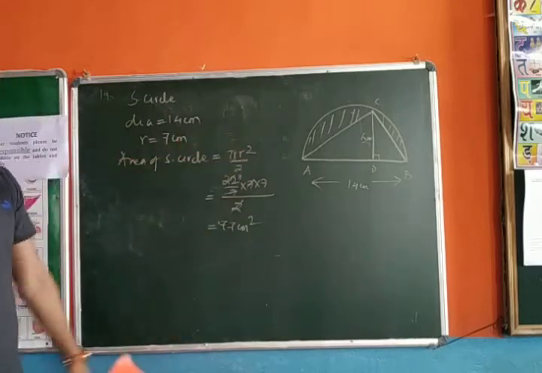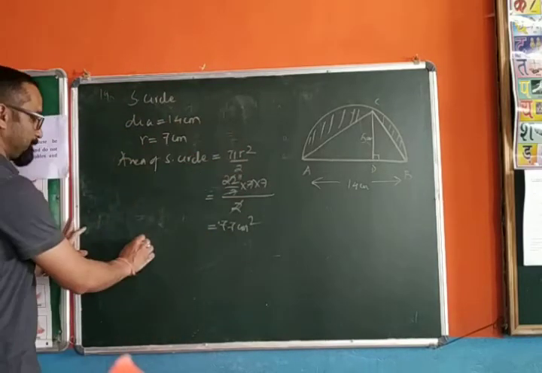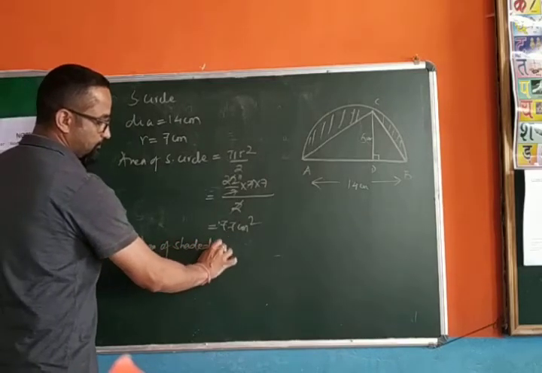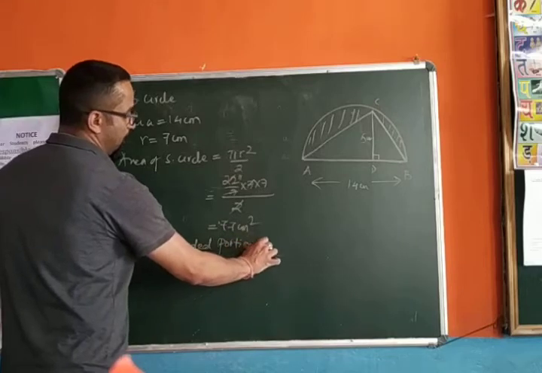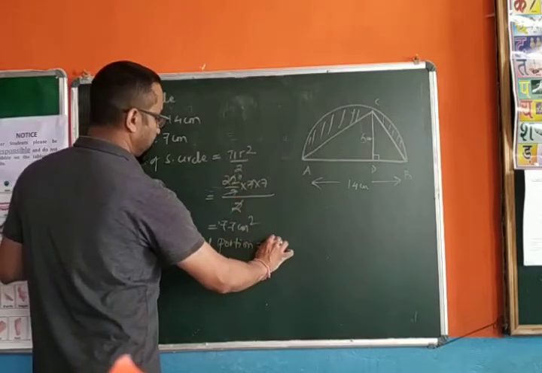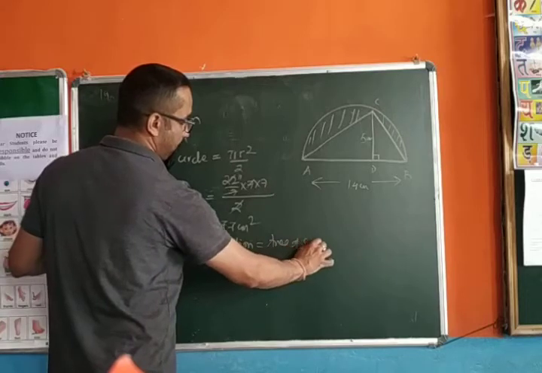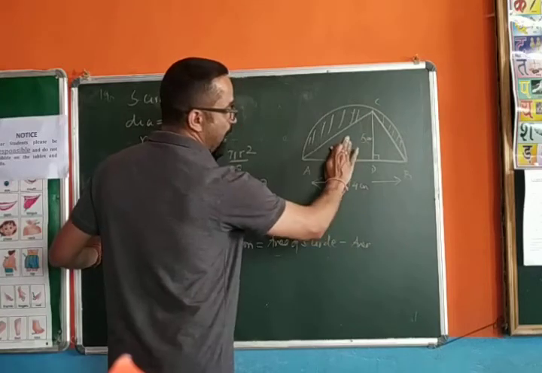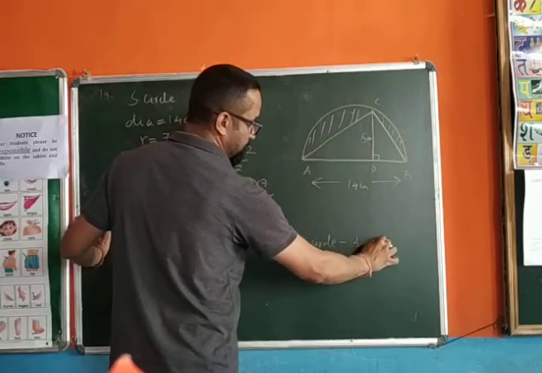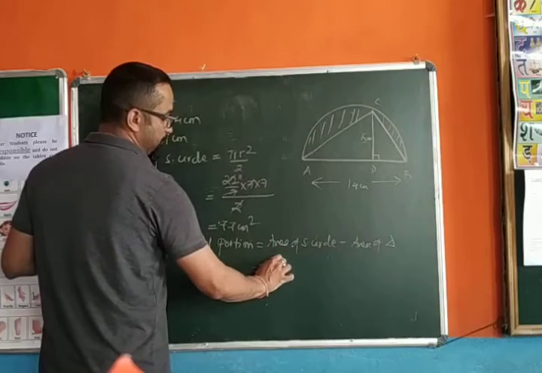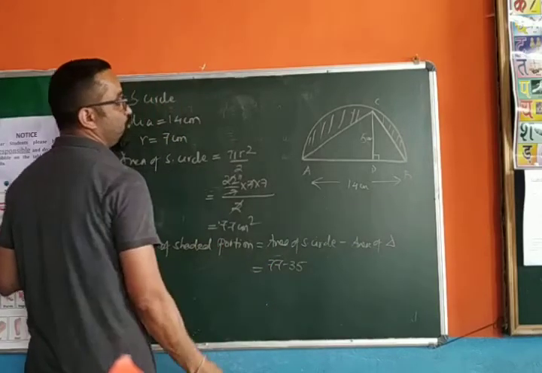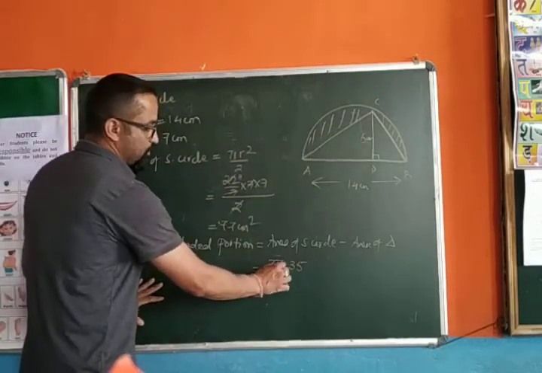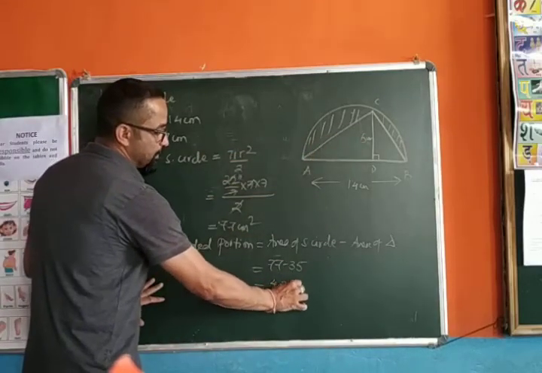Once you know the area of the semicircle, you can get the shaded portion. Area of shaded portion is area of semicircle minus area of triangle, because the triangular portion is not shaded. 77 minus 35. You don't have to calculate for the triangle, it's already there. Subtract, 42 centimeters squared.